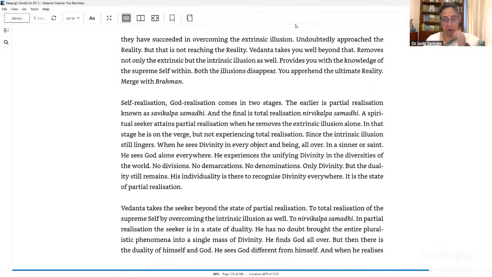So this verse says that the realization comes in two stages, the savikalpa and the nirvikalpa samadhi. When a spiritual seeker attains partial realization, that's where he starts seeing oneness in everything. But one should not stop at that, because there is still another stage, the total realization of nirvikalpa samadhi. Now, it is very, very important to understand this. I want to ask you to explain it.